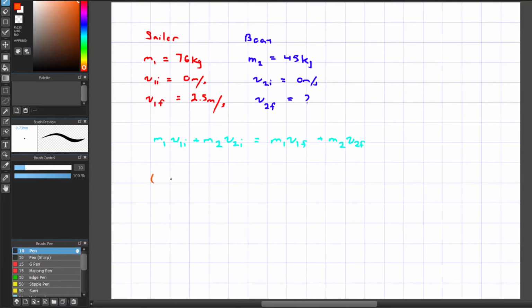Looking at our equation and the information that we have, we have everything that we need. So let's go ahead and plug it in. We're going to have 76 kilograms times 0 meters per second plus 45 kilograms times 0 meters per second equals 76 kilograms times 2.5 meters per second plus 45 kilograms times v2f.